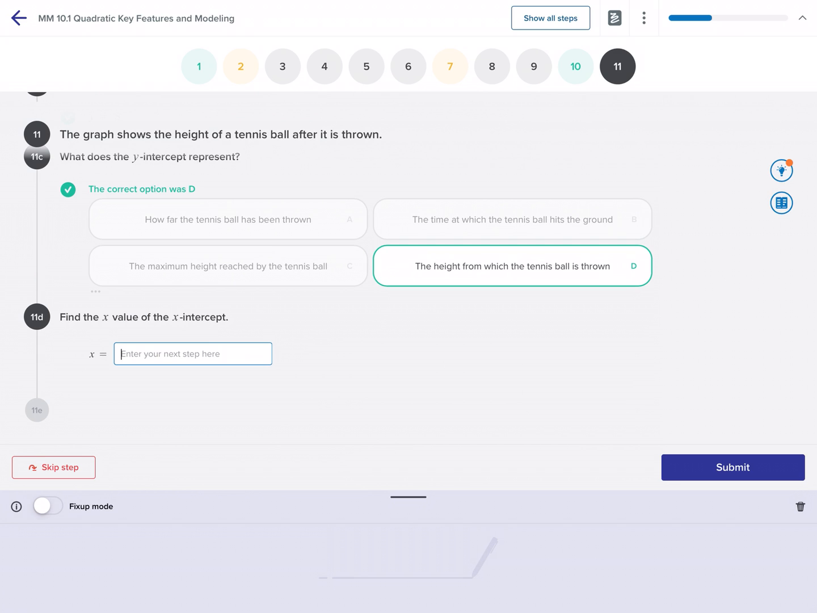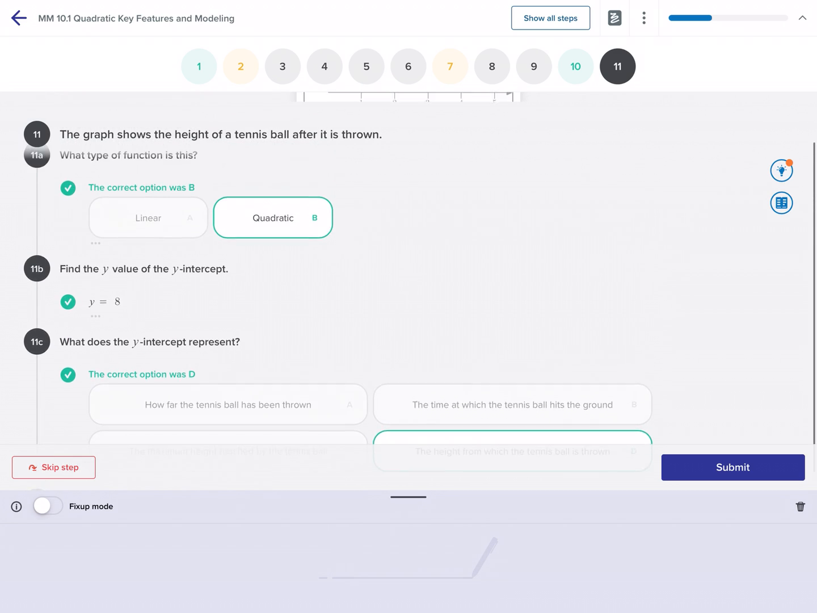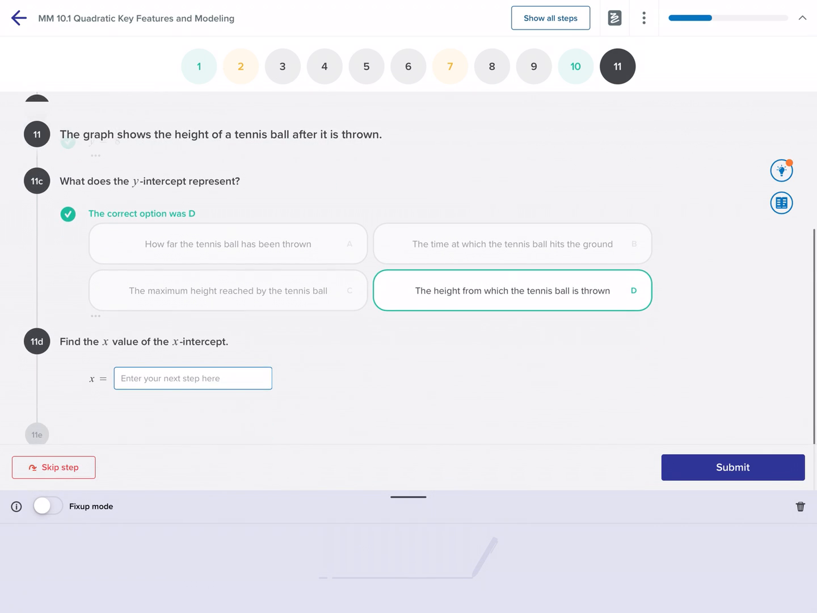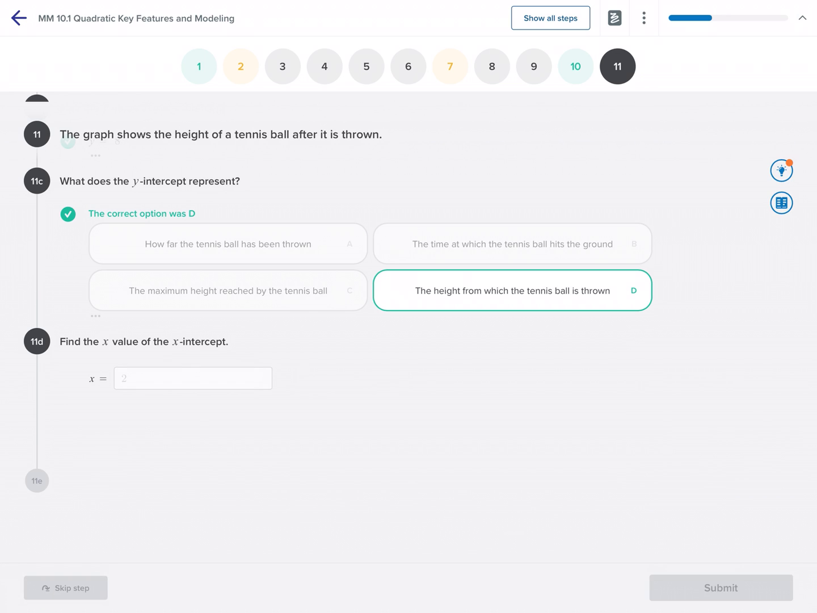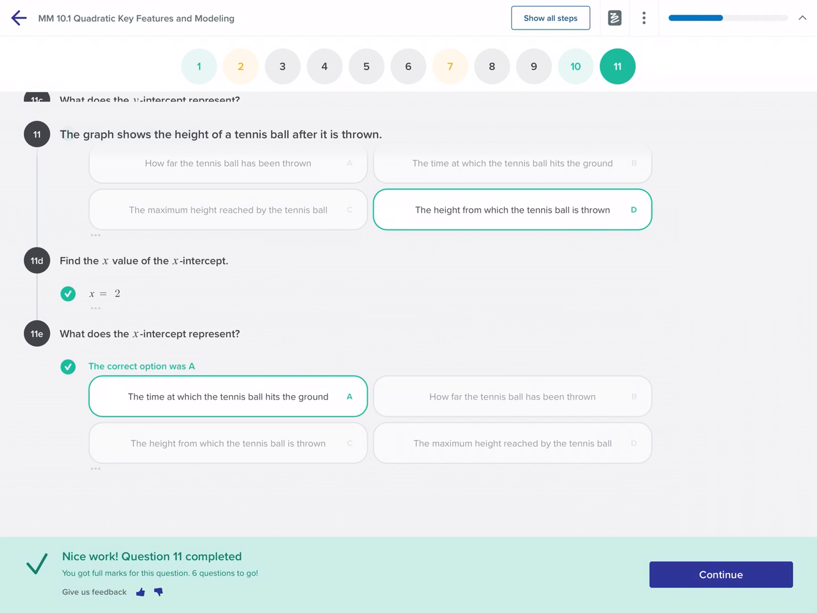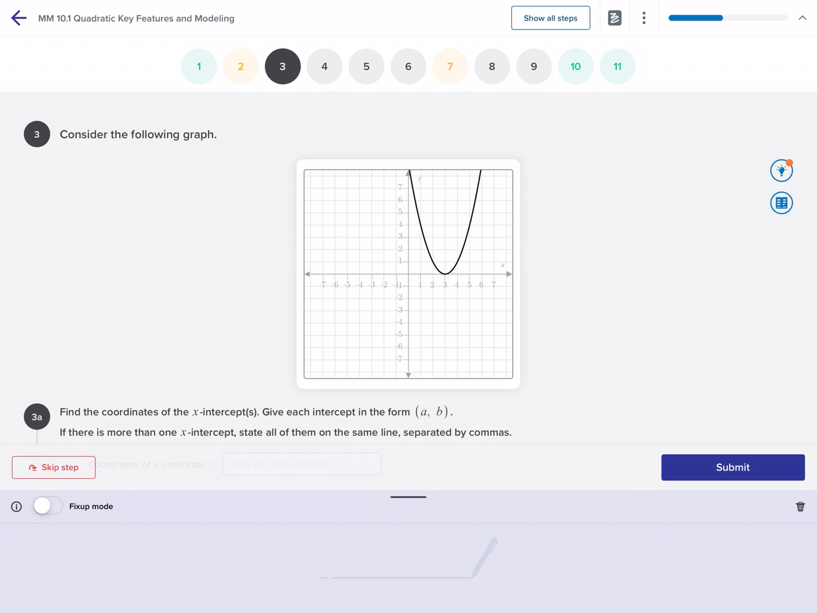And then find the x value of the x-intercept. Okay, so that would be, looks like it's 2. So I would enter 2, submit. And the last problem, what does the x-intercept represent? And would probably want to say the time where the ball hits the ground. Okay, and then we'll be good. It will show you your final score.